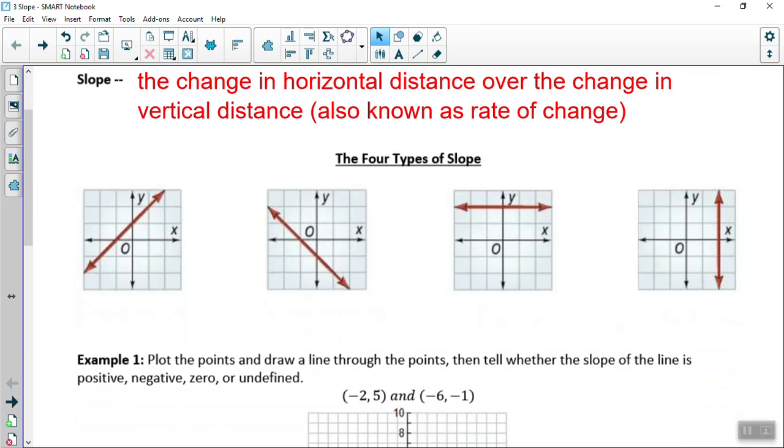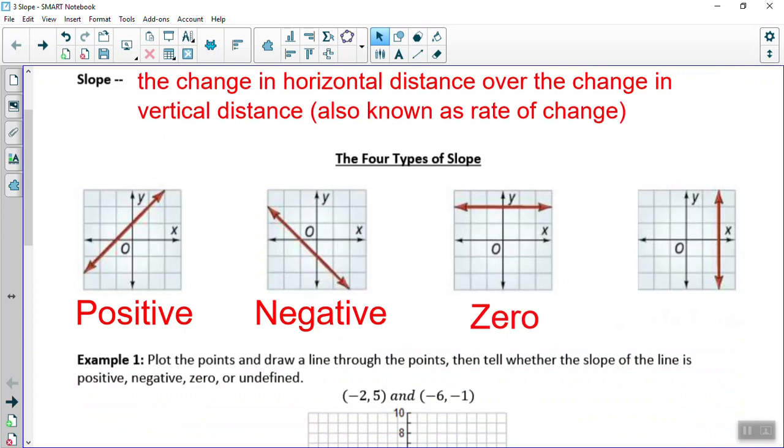When we see a line that is going up and to the right, we say it's going uphill, and we say it has a positive slope. If we see a line that is going down and to the right, we say it's going downhill, or has a negative slope. When we see a horizontal line, we say that it has a zero slope. And when we see a vertical line, we say that it has an undefined slope.